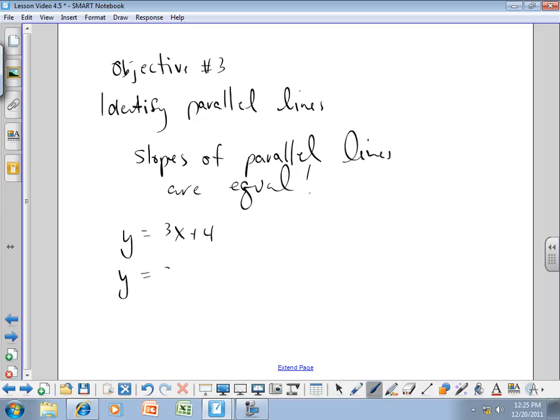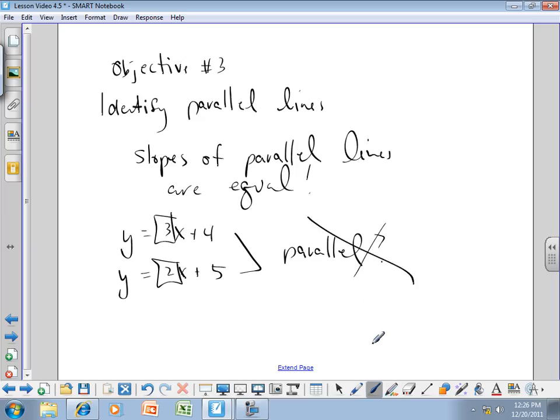Here's two equations. Y equals 3x plus 4, y equals 2x plus 5. Are these two lines parallel? No, they're not parallel. This one has a slope of 3, that one has a slope of 2. In order to be parallel, they have to have the same slope. So you can tell by looking at a graph, usually, but you're not supposed to go by that alone. What you're supposed to do is find the slopes of the lines you're looking at. If they're the same, they're parallel. If they aren't the same, they're not. Okay? It's that simple, folks.